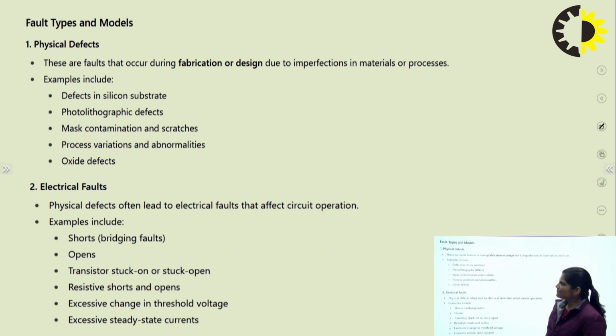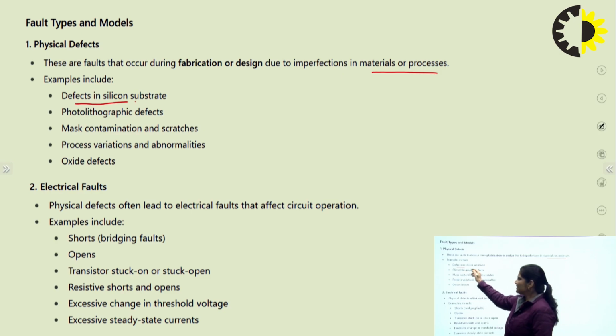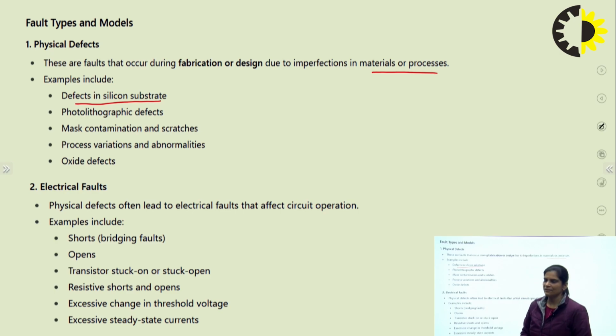Now, fault types and models. First is physical defect. As we have already done, these are faults that occur due to fabrication or design, due to imperfections in the materials and process. Examples are defects in the silicon substrate, photolithographic defects, mask contamination and scratches, process variation abnormalities and oxide defects. So these are types of physical defects.